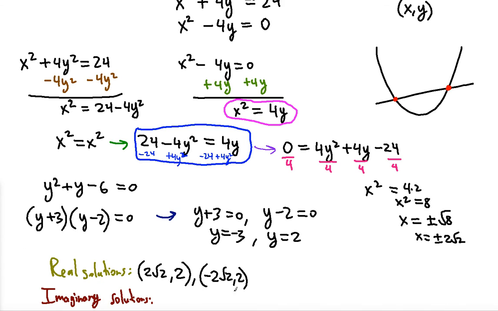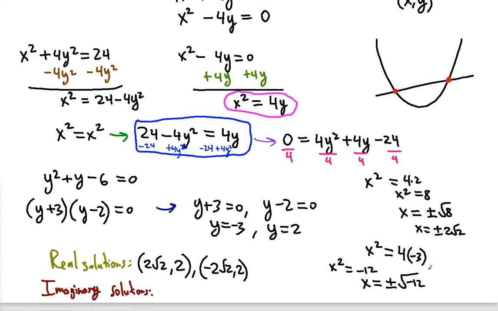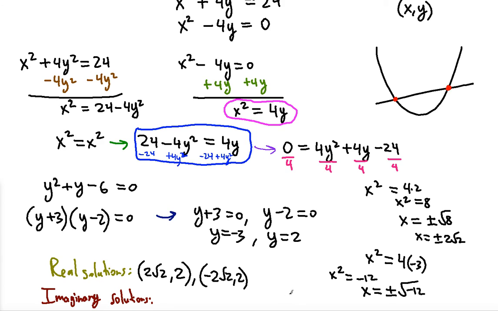Now imaginary solutions, there will be 2 of them as well. So we're going to test now the negative 3 for this equation. So x squared is equal to 4 times negative 3, which gives you x squared is equal to negative 12. Now notice you can't square root it using real numbers because you can't square root a negative. But when you're talking imaginary numbers, you can, right? And notice that this means x is equal to plus minus radical 12 times square root of negative 1.